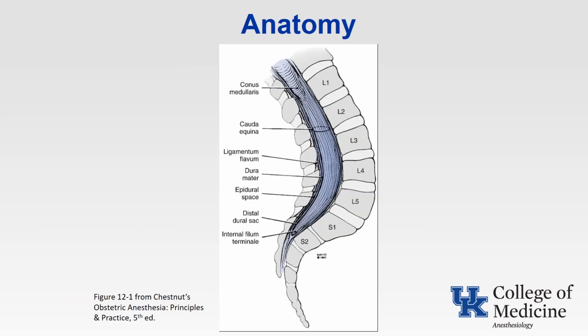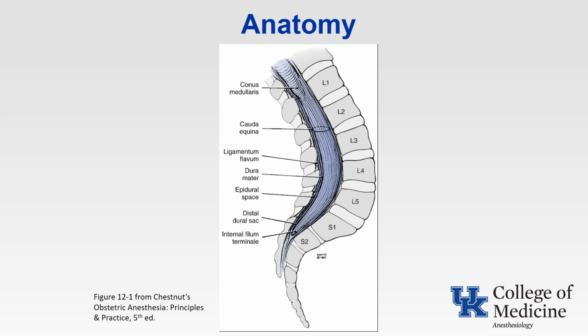So first of all, in terms of talking about spinal and epidural anesthesia, it's very important to understand the anatomy of both the spinal cord and the epidural space. As a reminder from your anatomy classes in medical school, the spinal cord itself terminates at the conus medullaris, as you can see on this slide here.